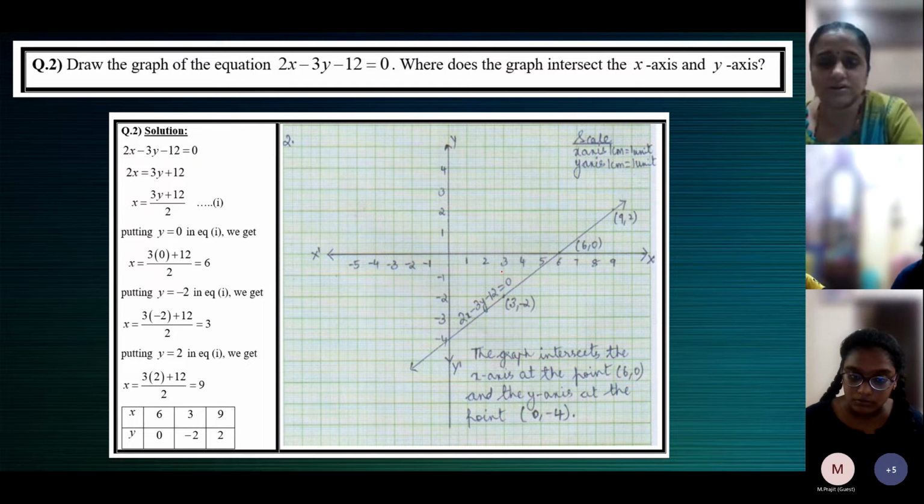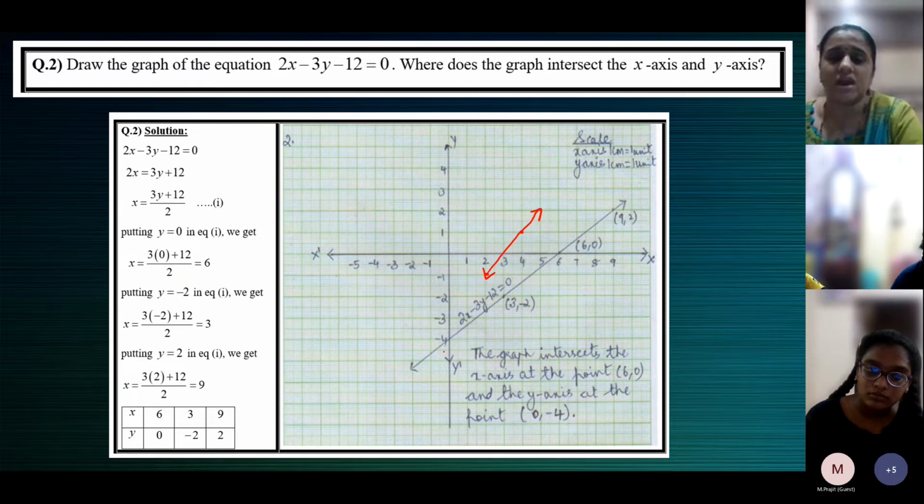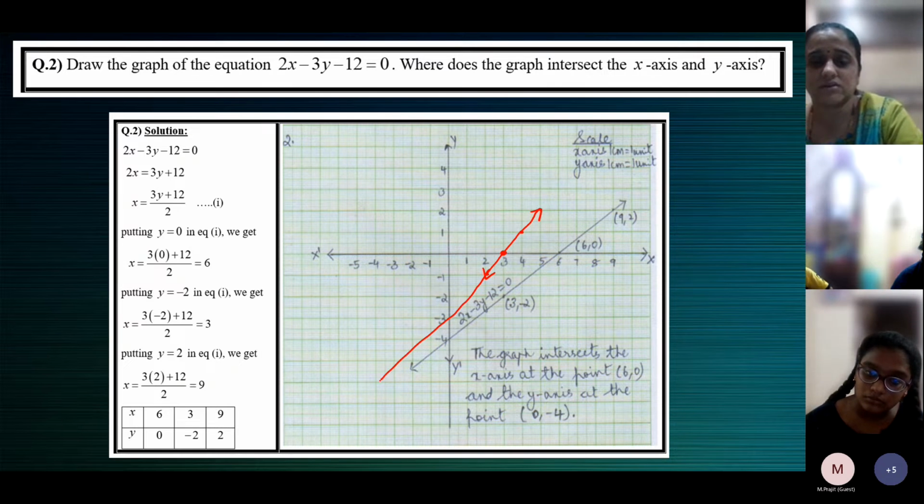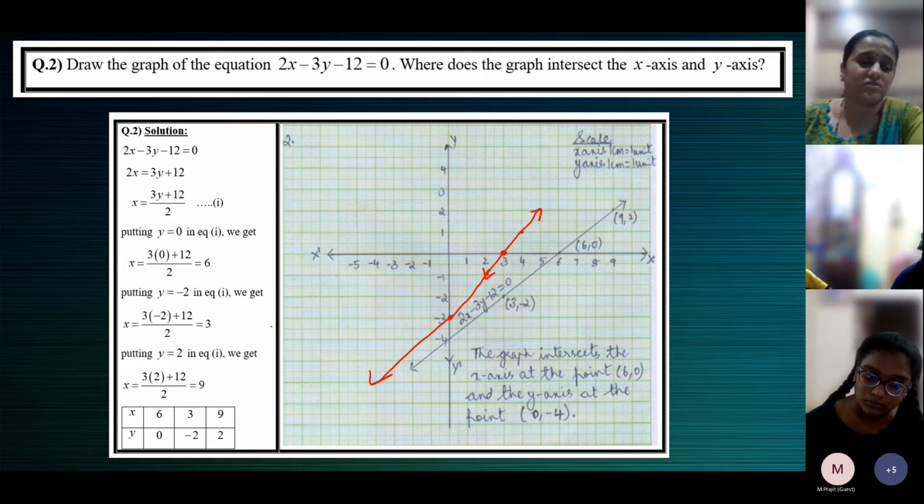I also mentioned that some of you plot the 3 points and just join them and leave the line like this. Then you will say that my graph line cuts only the x-axis and does not cut the y-axis. No, it's a line. You'll have to produce it like this. It's a line, so now you can see it does cut the y-axis at this point.